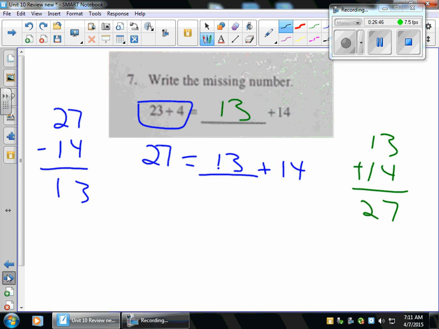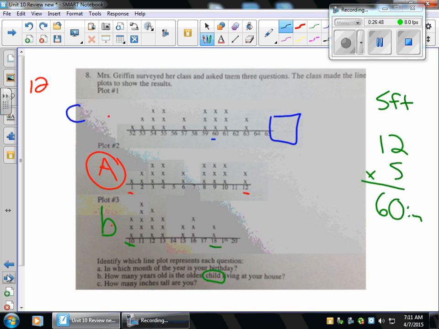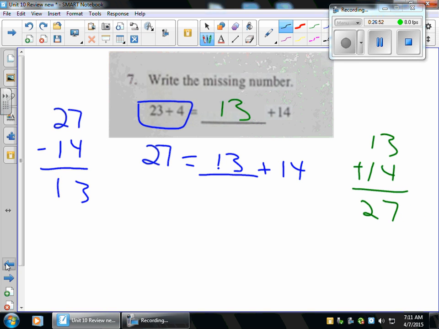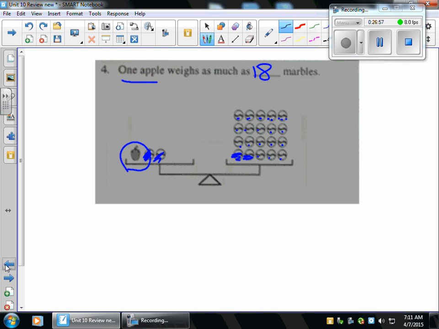Some other common mistakes. Just make sure you're taking your time. There's no reason to get these incorrect. Okay, if you take your time, see what the question's asking. This one as well, pretty easy problem. These, taking your time.